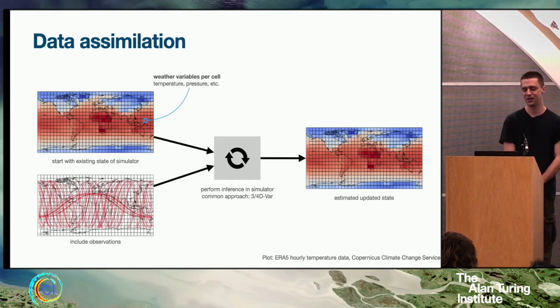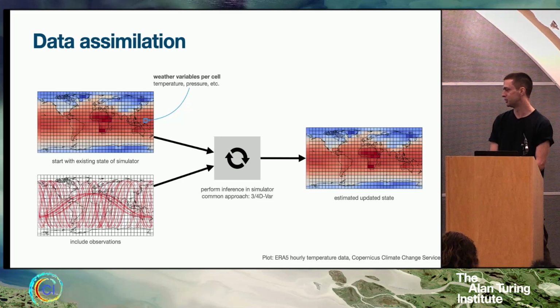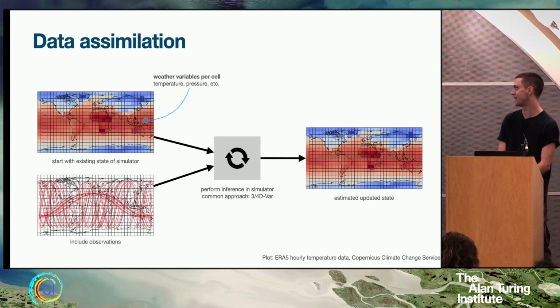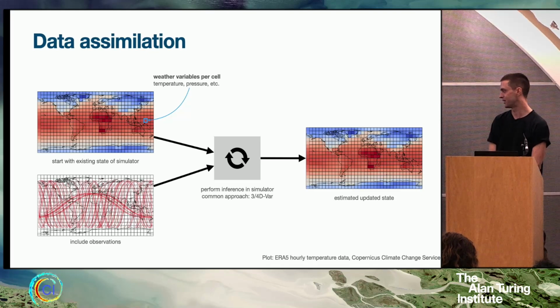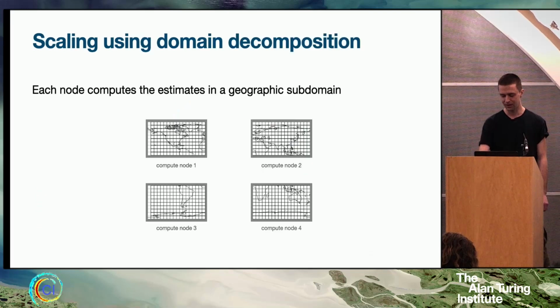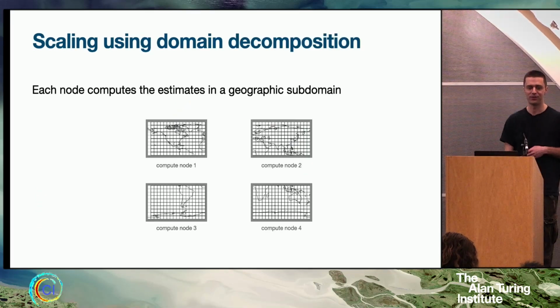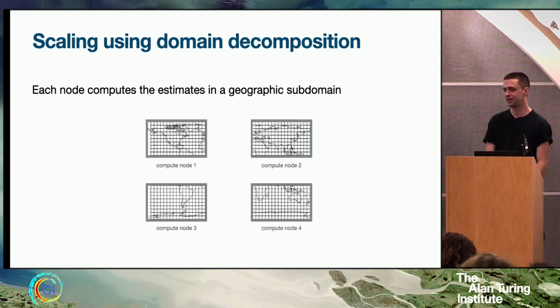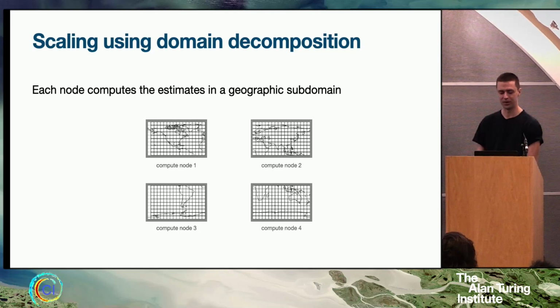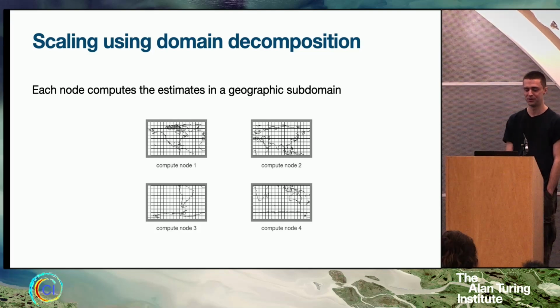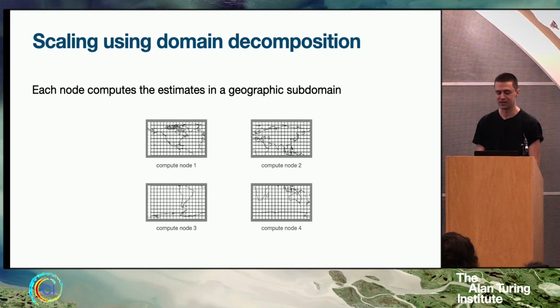Commonly, people use 3D or 4D-Var for doing this at the moment, and those are optimization-based methods. We have an objective, which is a function of the state of the atmosphere, and then we basically just optimize that objective. But the problem with this is that the atmosphere is really huge, and the data involved is also really big. So we don't have enough memory on one computer to do this, and it would also take a very long time if we just used one computer.